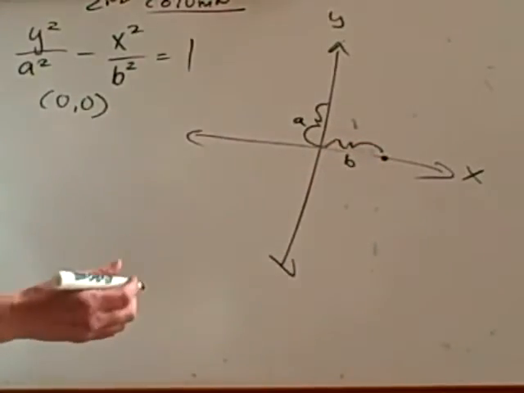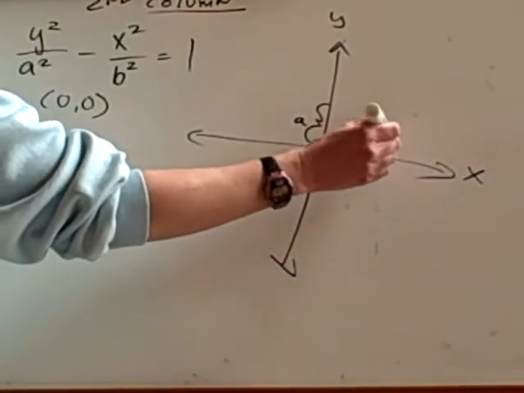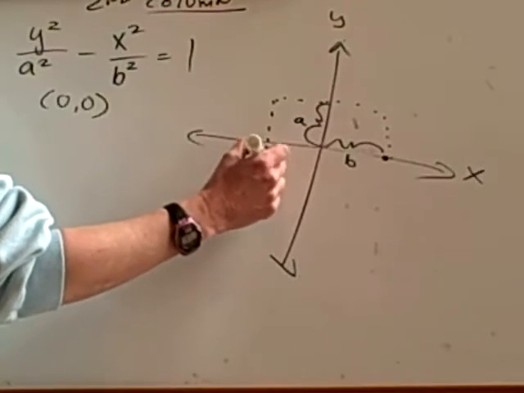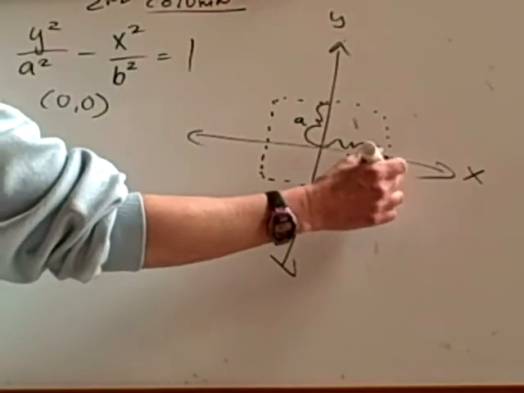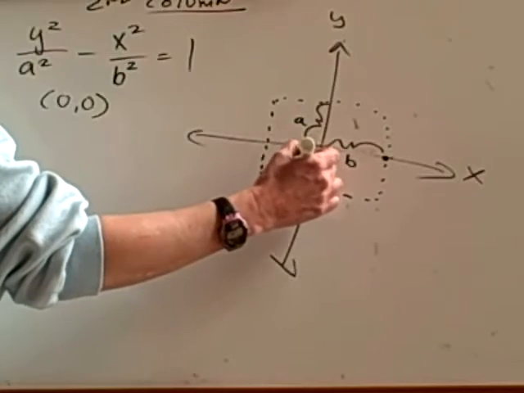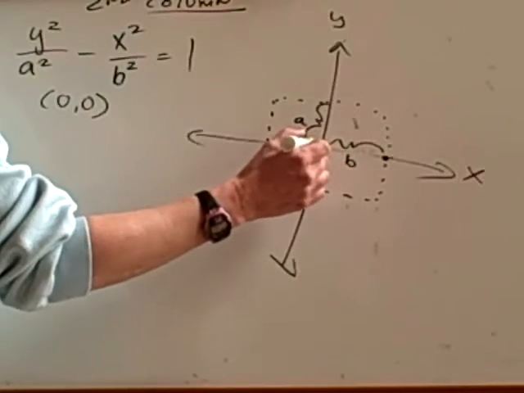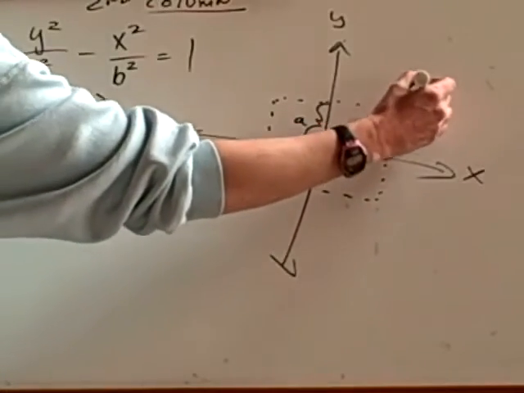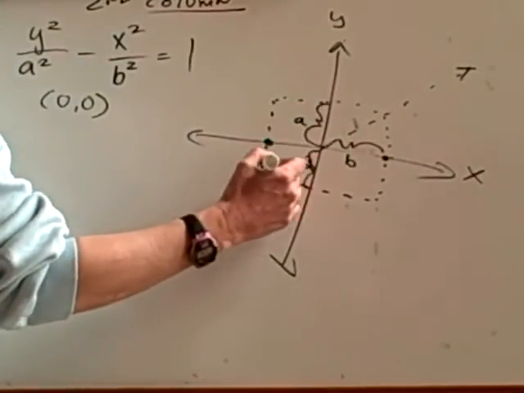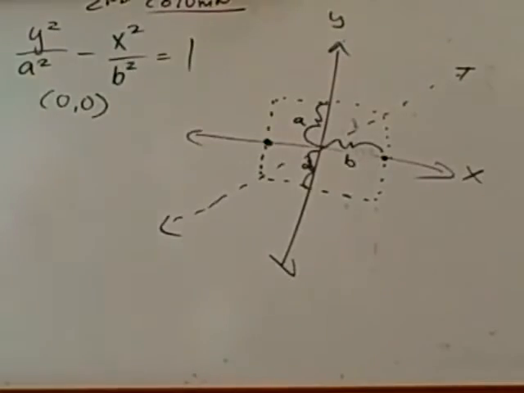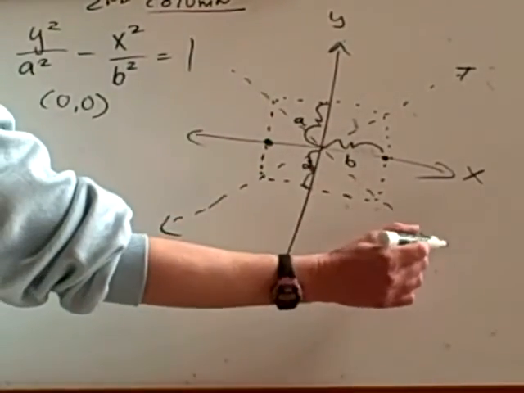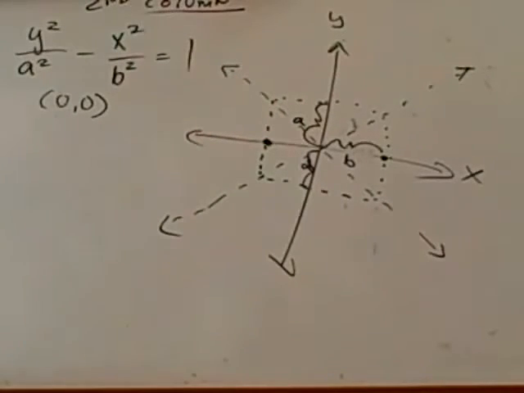So this distance will be B. The reason I'm doing it this way is I'm going to make a little rectangle to help you learn the way you want to do it. Again, this distance would be A from here to here, and this would be B from here to here. And then I can just draw in my asymptotes, which would be y equals, but instead of b over a, it's going to be plus or minus a over b this time. Good to go on that?